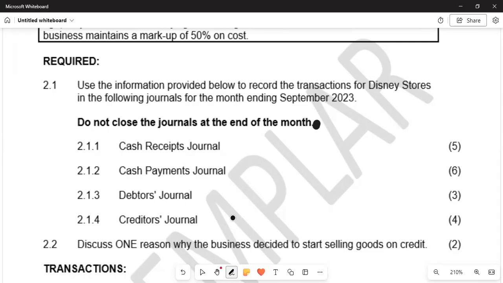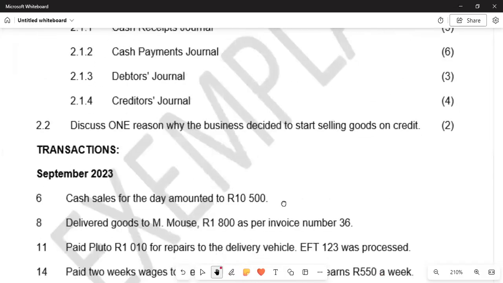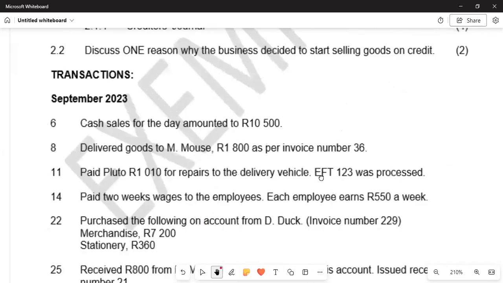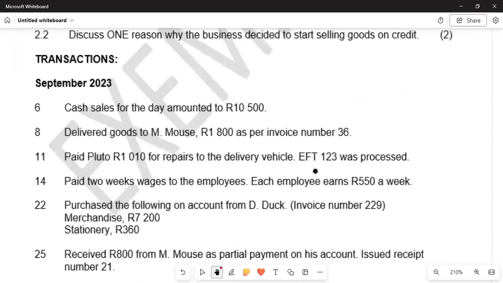So that is very important. There are marks given there. Under cash receipts journal, you're going to be awarded 5 marks. Under cash payments, 6 marks. The debtors journal is not that much, only 3 marks. Creditors journal is 4 marks. There is also a question 2.2: discuss one reason why the business decided to start selling goods on credit. It was said in the scenario that the business decided to start selling on credit as well. So there are transactions that you're going to work from.